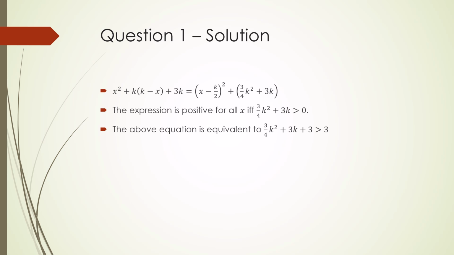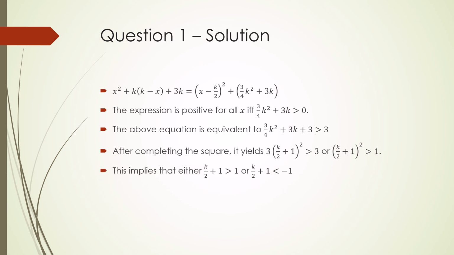This inequality is equivalent to this another inequality over here, and we can use the complete the square method again to yield 3 times the square of half of k plus 1 is greater than 3, or half of k plus 1 squared is greater than 1. This implies that the term in the square brackets must either be greater than 1 or less than negative 1, which implies that this is the range of k, and the answer is therefore option D.